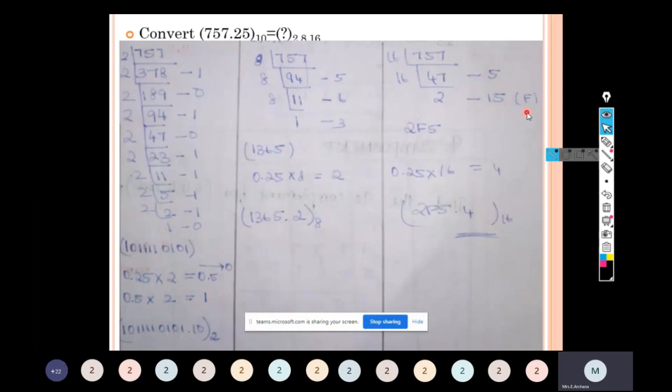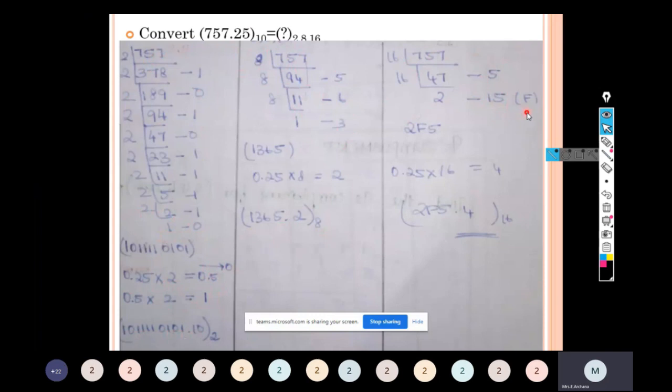12, C. 13, D. 14, E. 15, F. Because the hexadecimal system consists of numbers as well as alphabets: the numbers from 0 to 9 and the alphabets from A to F. So the equivalent hexadecimal value for decimal 757 is 2F5.